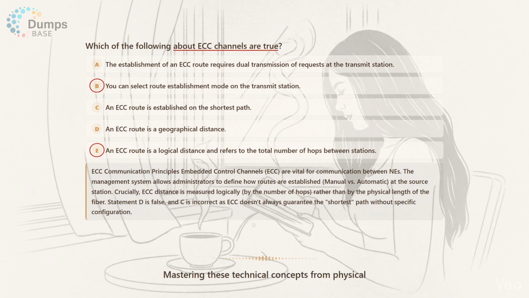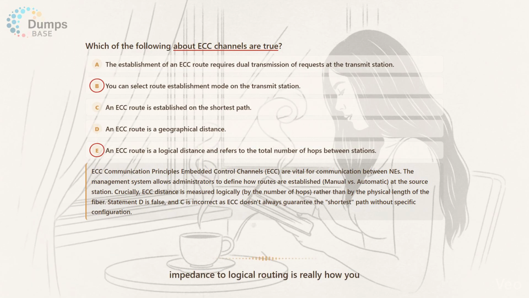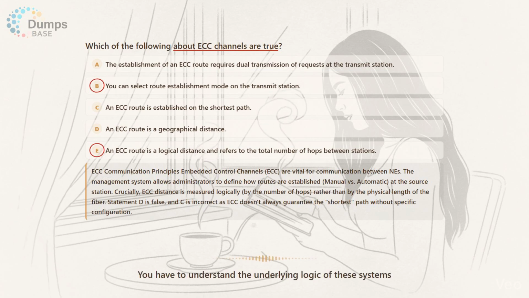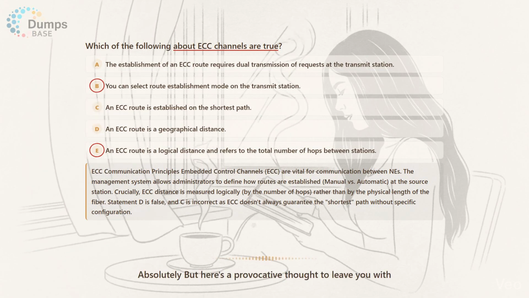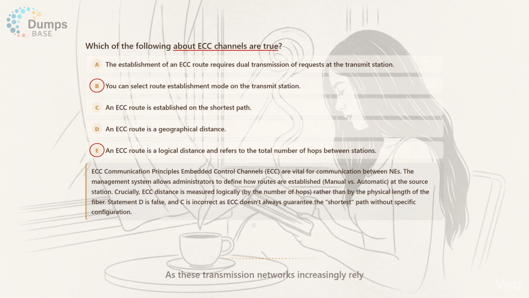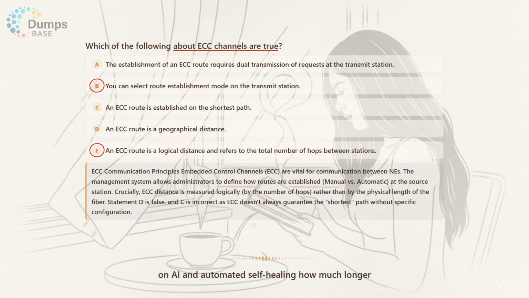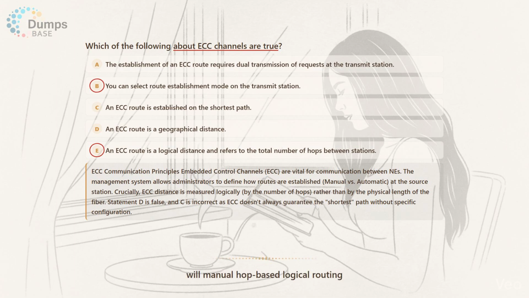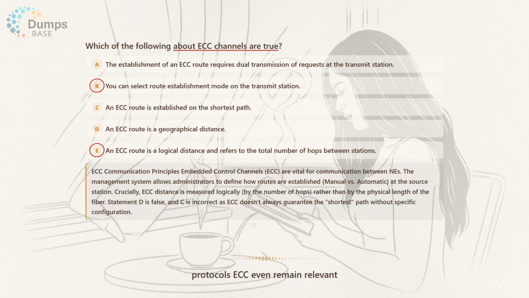Mastering these technical concepts, from physical impedance to logical routing, is really how you pass the H31321 exam. It really is. You have to understand the underlying logic of these systems. Absolutely. But here's a provocative thought to leave you with. As these transmission networks increasingly rely on AI and automated self-healing, how much longer will manual, hop-based, logical routing protocols like ECC even remain relevant?